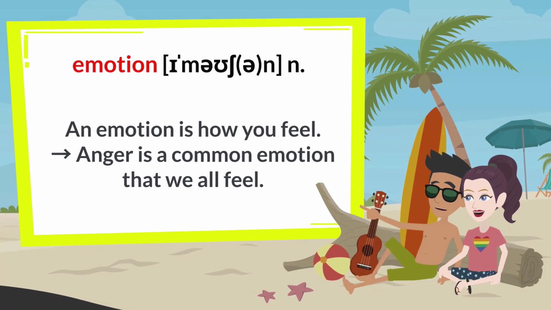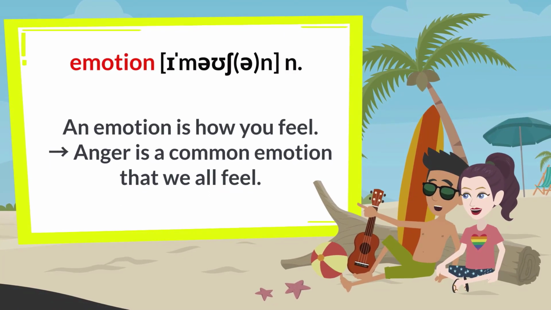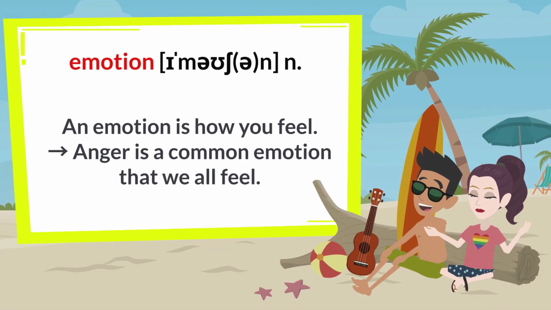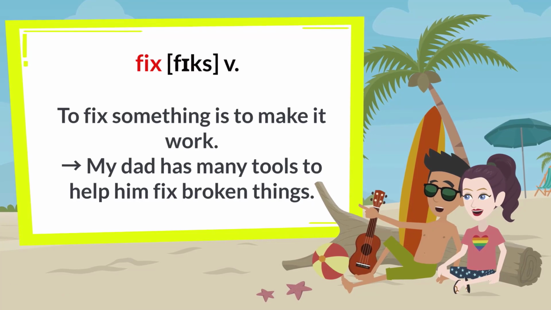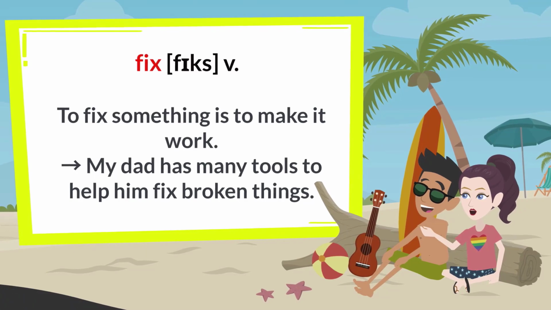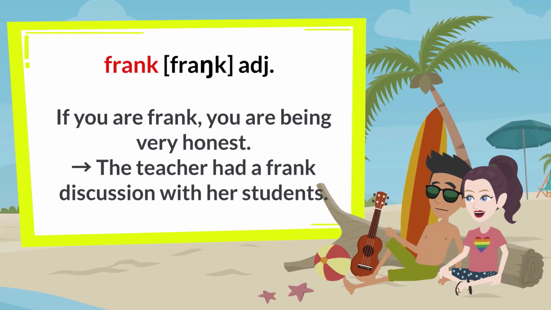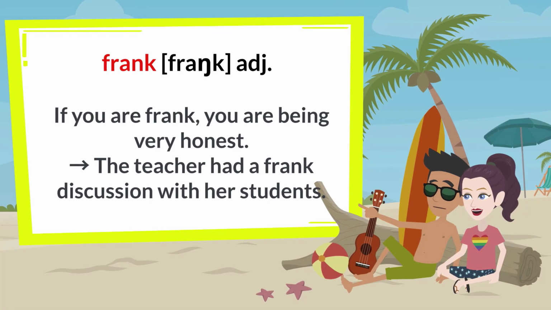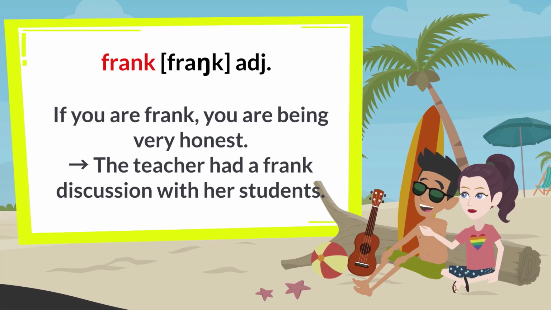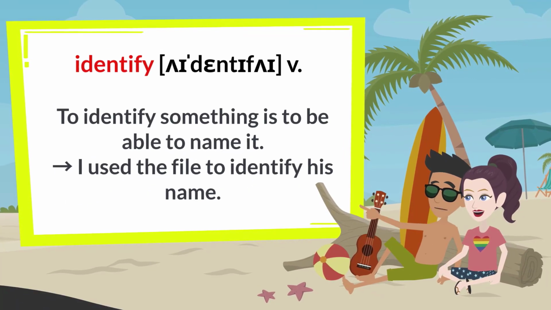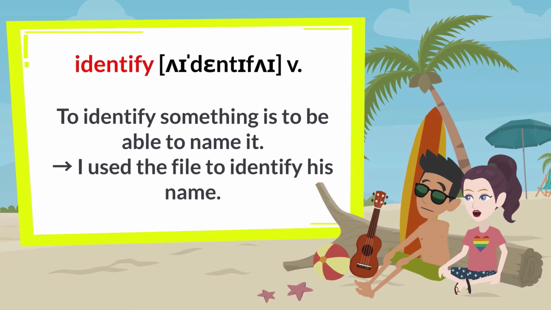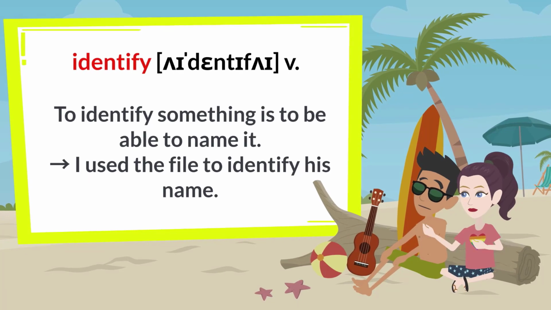Emotion. An emotion is how you feel. Anger is a common emotion that we all feel. Fix. To fix something is to make it work. My dad has many tools to help him fix broken things. Frank. If you are frank, you are being very honest. The teacher had a frank discussion with her students. Identify. To identify something is to be able to name it. I used the file to identify his name.